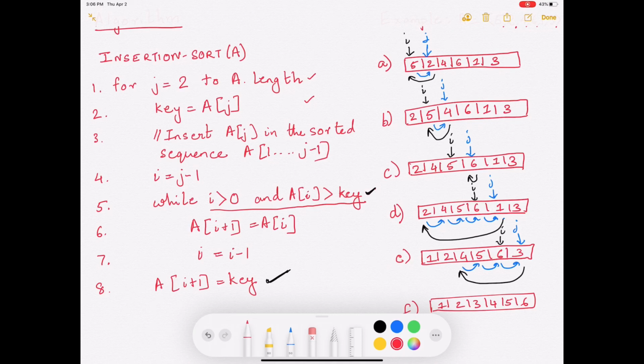Okay, so now that we've understood this example, I'm just going to erase that example, and we are now going to analyze the runtime of insertion sort, and we'll do it from the ground up, from first principles. Okay, so let me erase this.